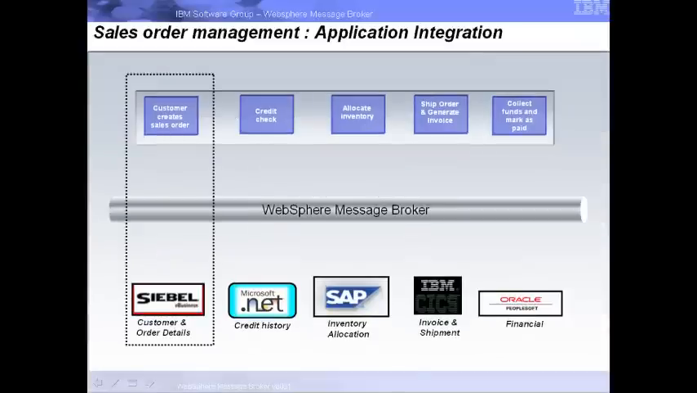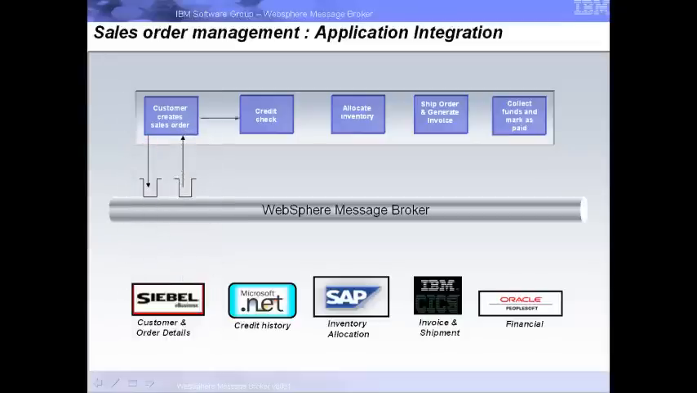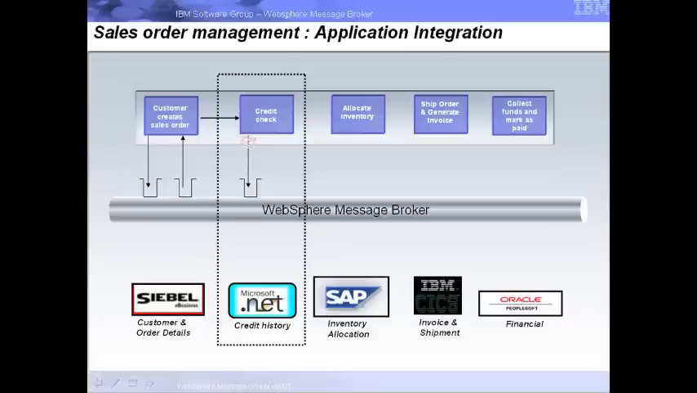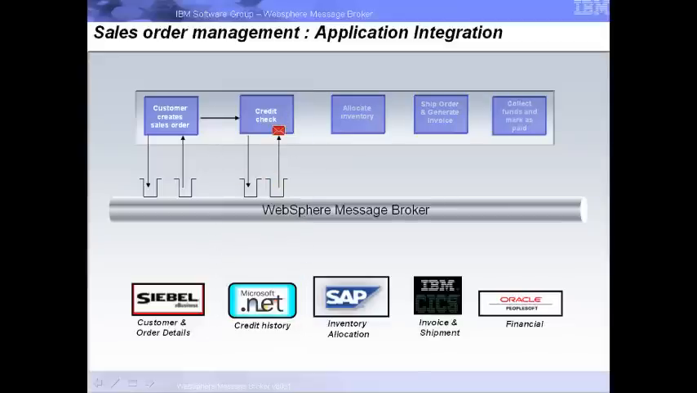This slide portrays a negative scenario where the credit check validation fails. Here the business flow is terminated by the credit check application upon determining the credit check limit. The credit check limit is received from the .NET application through Message Broker in the form of a message.